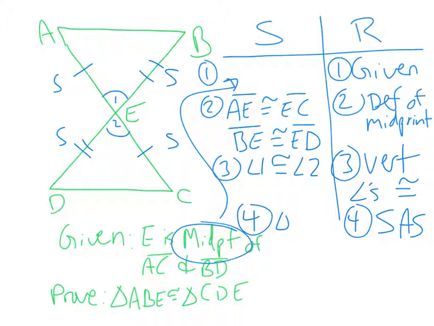So I'm going to have triangle ABE is congruent to triangle CDE. Woo-woo! Lovely. That was our first day of proofs.